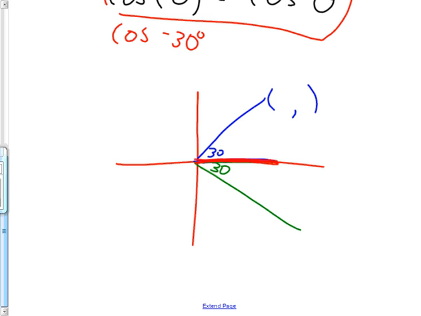And in case you wanted to know, its sine is the y, and that would be the 1/2, and this would be the root 3 over 2. And down here, it would be the exact same thing, except it would be negative 1/2. It's a positive root 3 over 2. So the point is that the cosine, which is the x, is the same in both places.